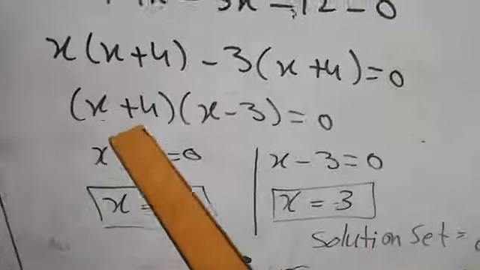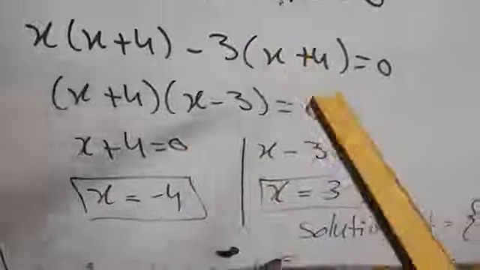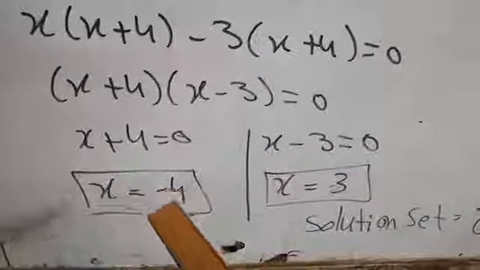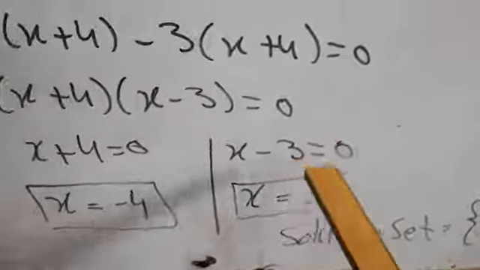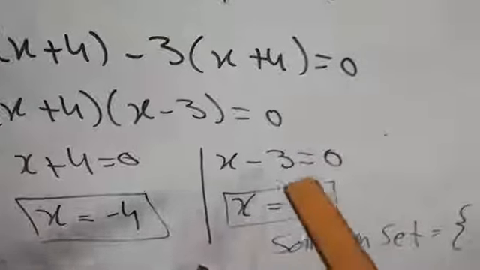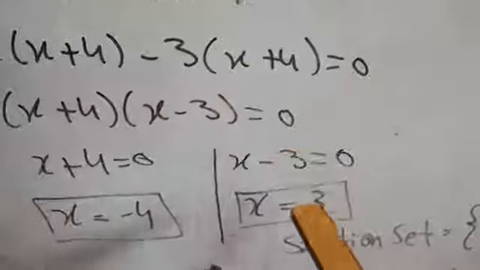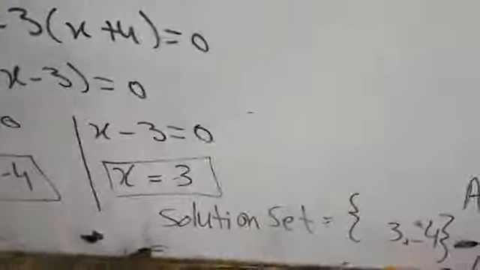It means we will put both values equal to 0. So x plus 4 equals 0 means x equals minus 4, and if we put x minus 3 equals 0, then we get x equals plus 3. So the solution set is 3 and minus 4.